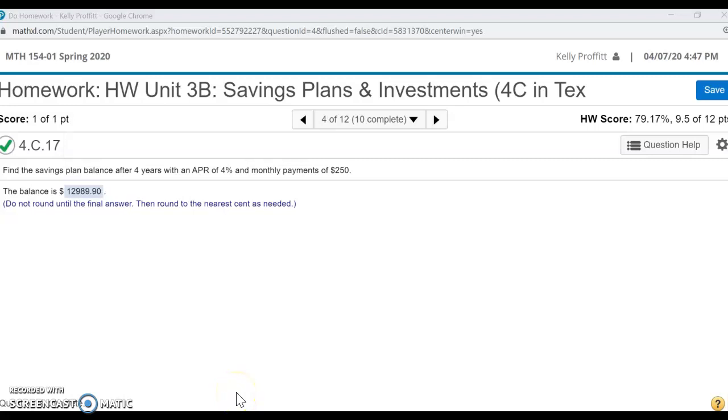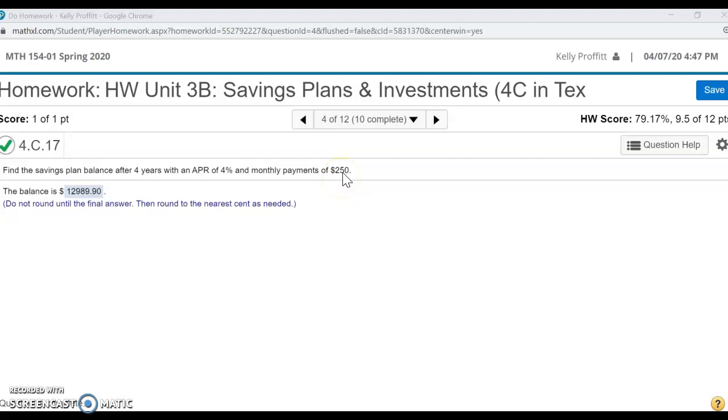Hey guys, I had a question on homework section 3B, problem number 4. And this is the one that it gave me. Now you have to be careful to pay attention to whether your numbers are the same or different than mine. Mine says to find the savings plan balance after 4 years with an APR of 4% and monthly payments of $250.